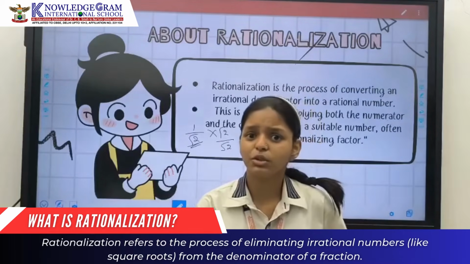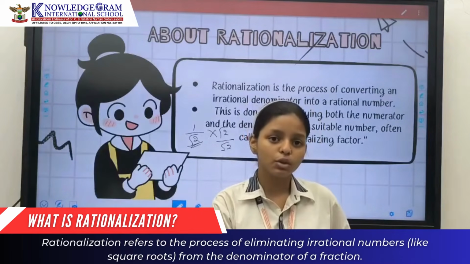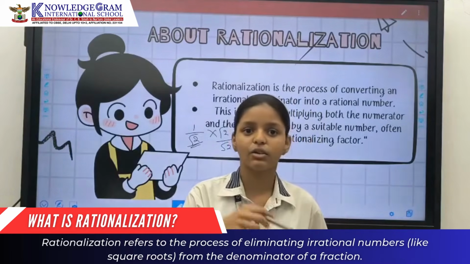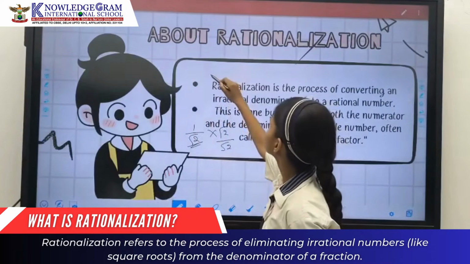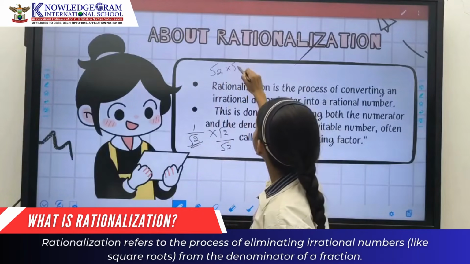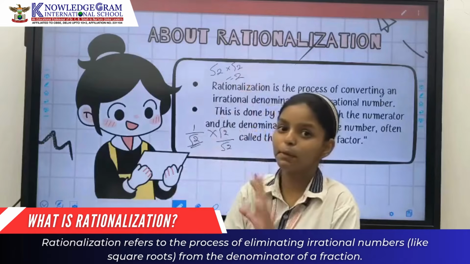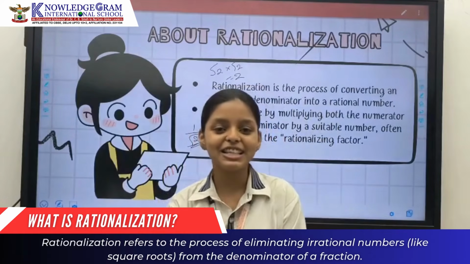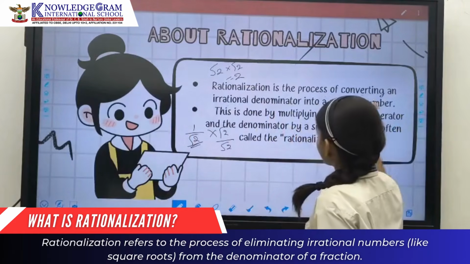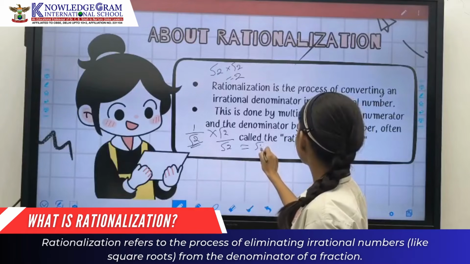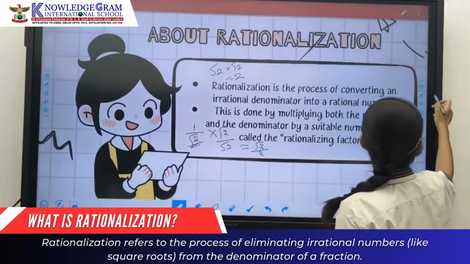But why only root 2 by root 2? Because root 2 by root 2 will cancel out the roots, and root 2 into root 2 is equal to 2. Boom! A rational number. That's all we need. So here the answer will be root 2 by 2.